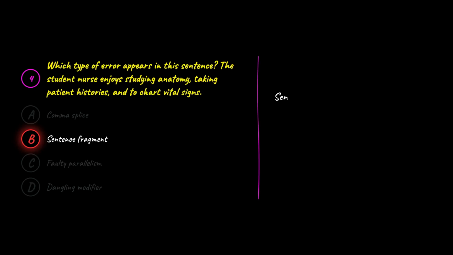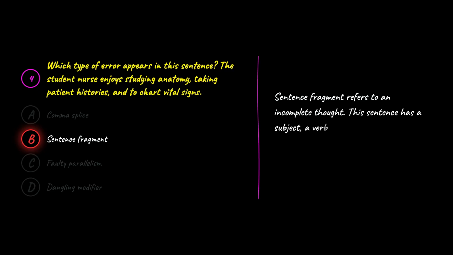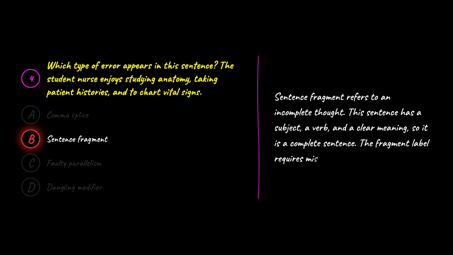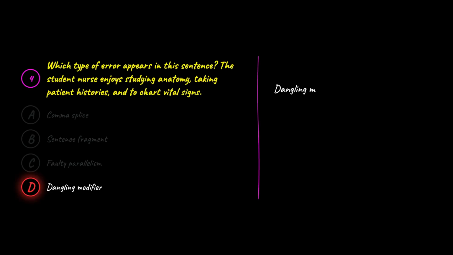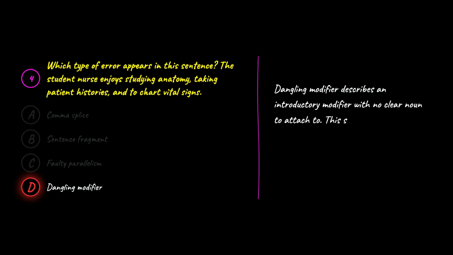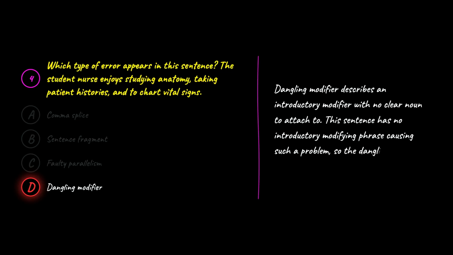B is wrong because sentence fragment refers to an incomplete thought. This sentence has a subject, a verb, and a clear meaning, so it is a complete sentence. The fragment label requires missing essential elements, not absent here. D is wrong because dangling modifier describes an introductory modifier with no clear noun to attach to. This sentence has no introductory modifying phrase causing such a problem, so the dangling modifier label does not describe this error.